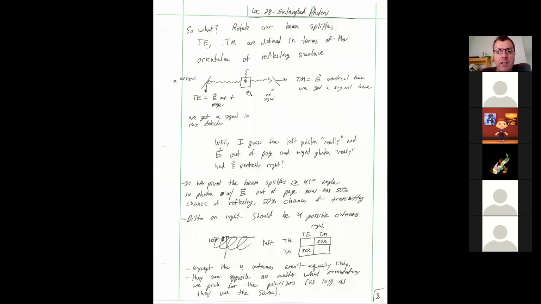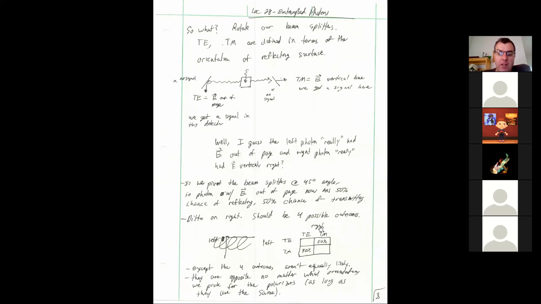Okay. And indeed, when we rotate these and we do the experiment, 50% of the time this one reflects, 50% of the time this one transmits, 50% of the time this one reflects, 50% of the time it transmits. As long as I only look at one side of the experiment, everything makes perfect sense. We should have 4 options, right? We should have transmission, reflection, transmission, reflection. Well, there are 4 possible pairs.